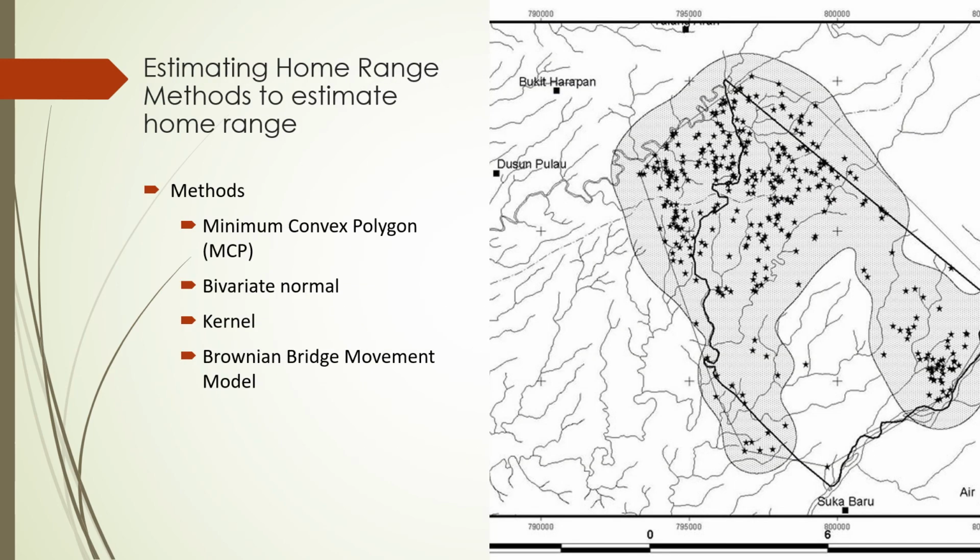So we're going to cover four different types of estimators today. This is a subset of all the ones that are out there, and this is a quickly evolving field, so it wouldn't surprise me if new ones pop up over the next few years. But we'll start with the basic approach, the minimum convex polygon, and then talk about the bivariate normal, kernel, and then the newest approach, the Brownian bridge movement model.